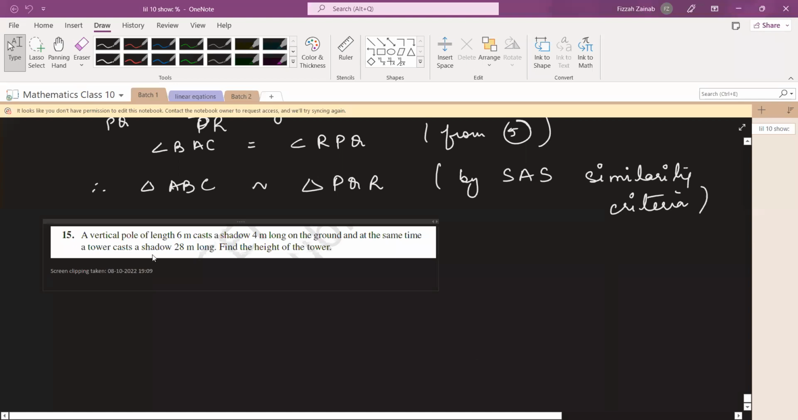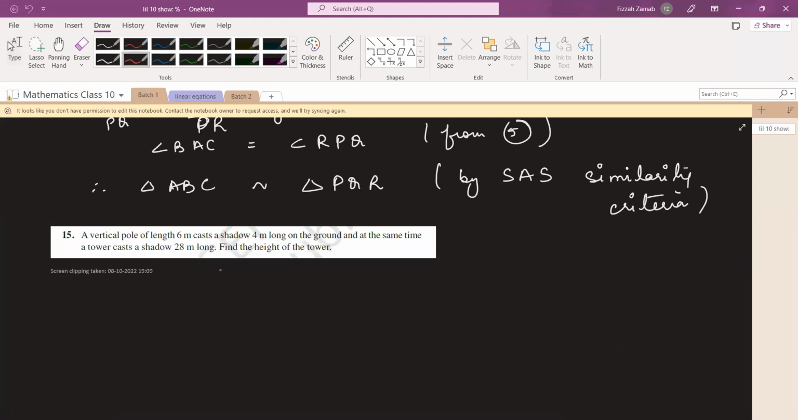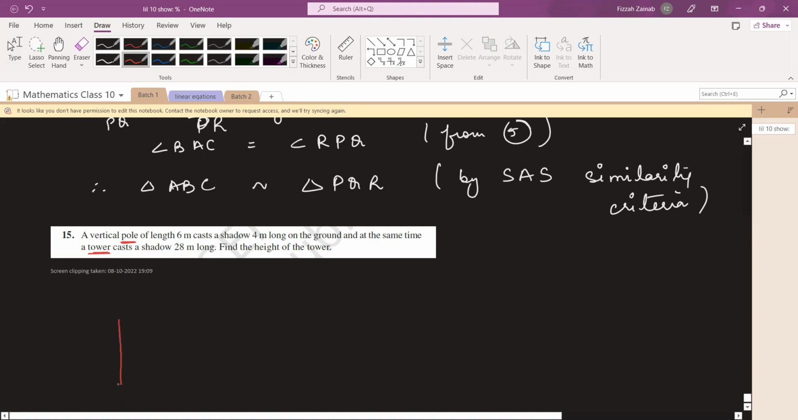Anyway, this is the question. A vertical pole of length 6 meters casts a shadow 4 meters long on the ground. And at the same time, a tower. So there are two things here: a pole and a tower. Let us draw them. Let me say this is my ground and this is a pole, right?